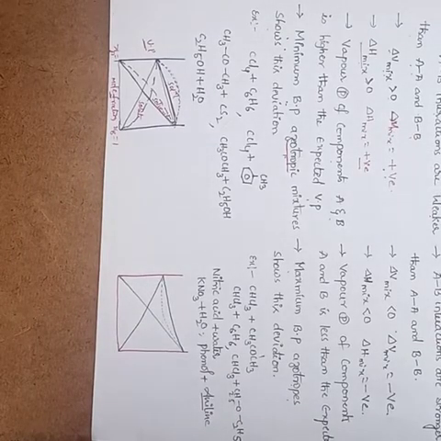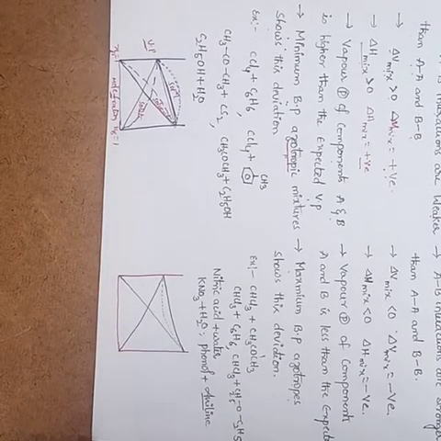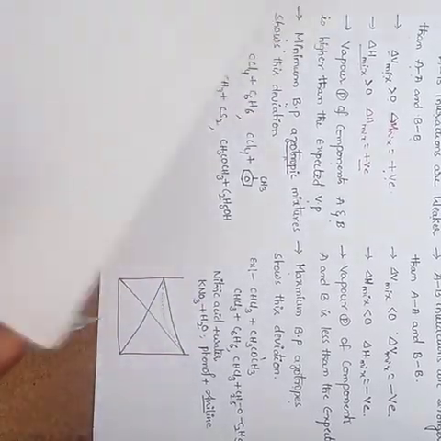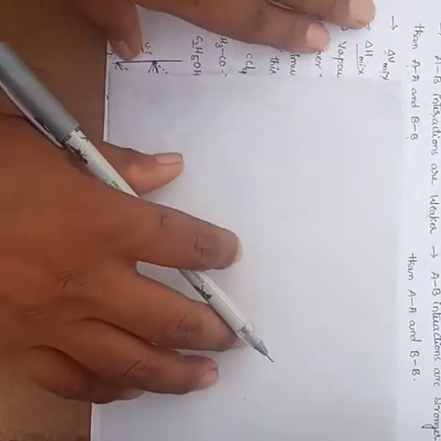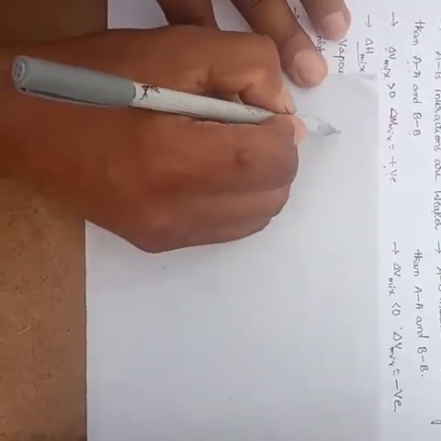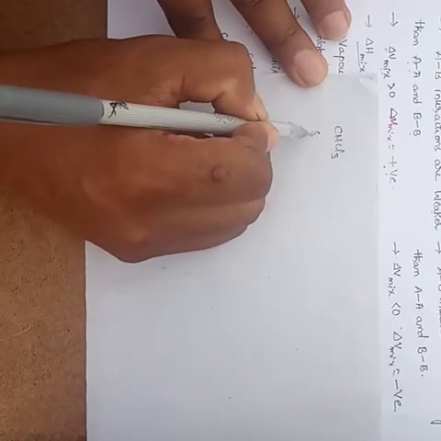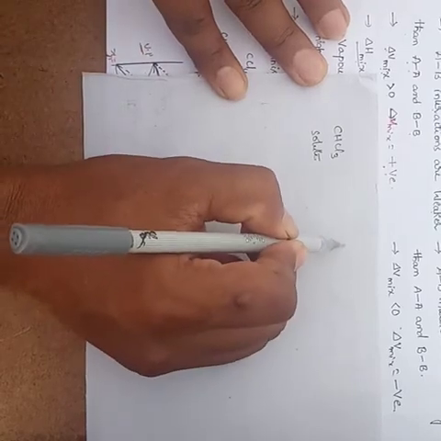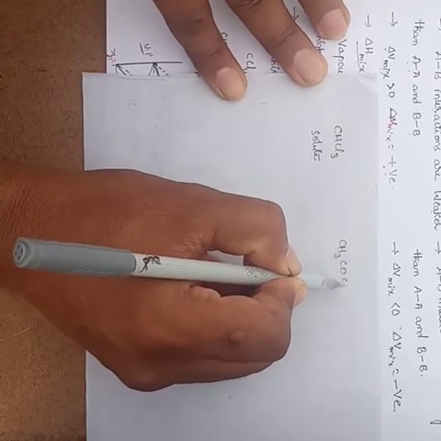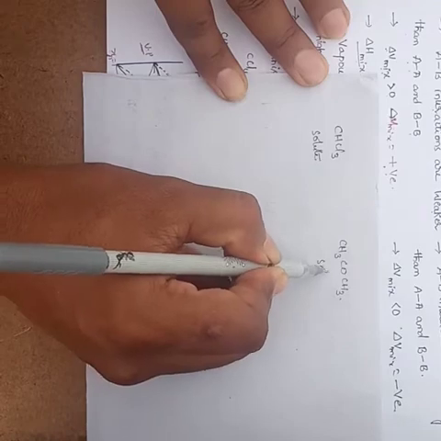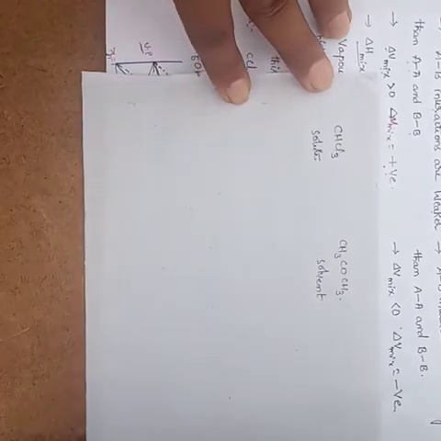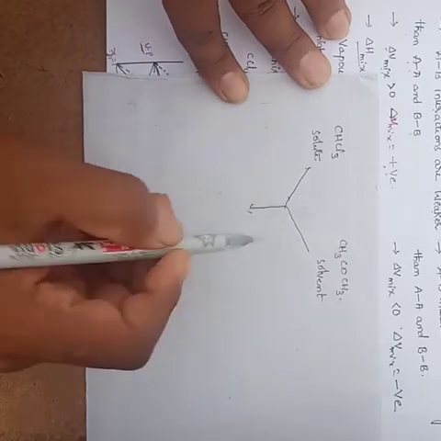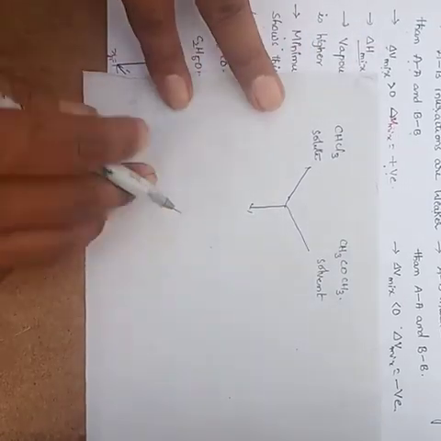And this we can also discuss by taking one example. For example, you can take chloroform and acetone. Chloroform, CHCl3, is the solute, and acetone, CH3COCH3, is the solvent. Now, by mixing these two components, we can get the solution.